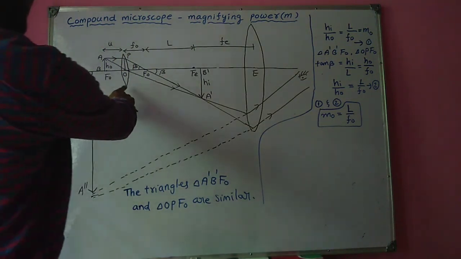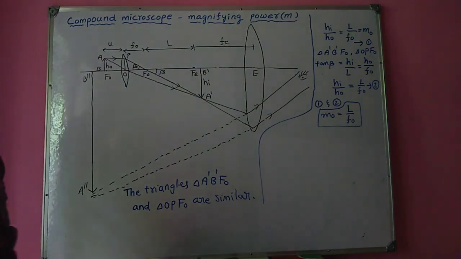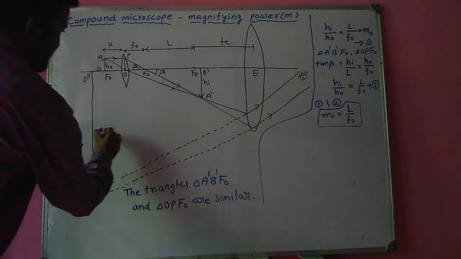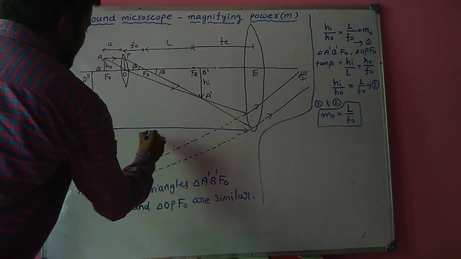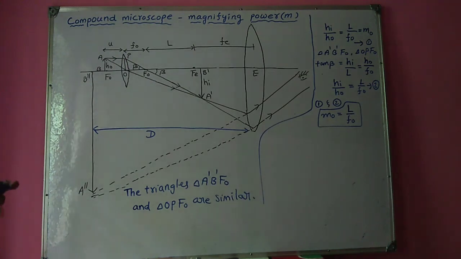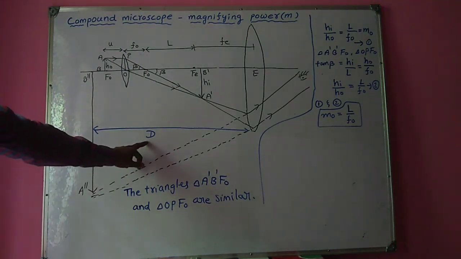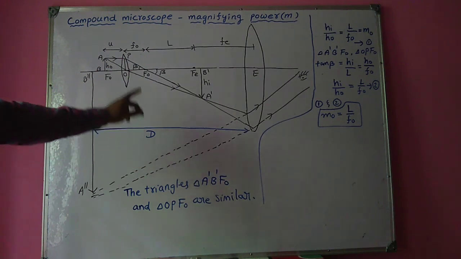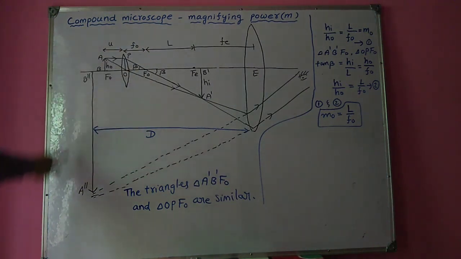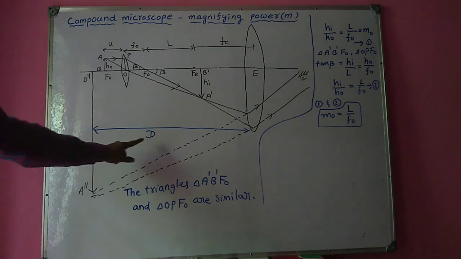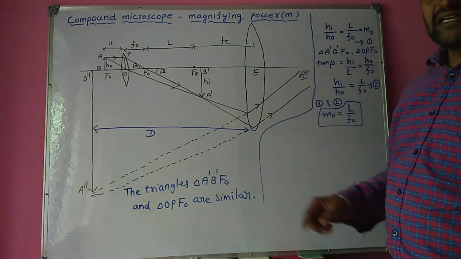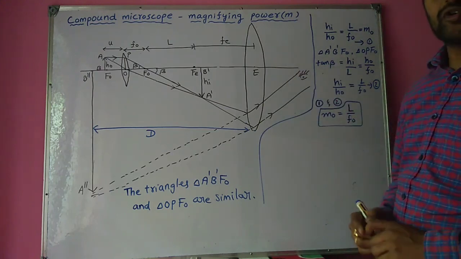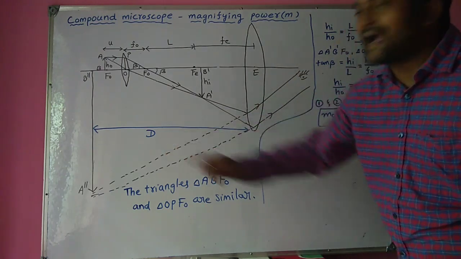The distance between objective and eyepiece is adjusted such that the final image is formed at a distance of, let us consider, capital D, the least distance of distinct vision. That means at the near point, D is for least distance of distinct vision. That is, the final image A double dash B double dash is formed at capital D. The magnification due to eyepiece is the magnification due to simple microscope when the image is formed at capital D.